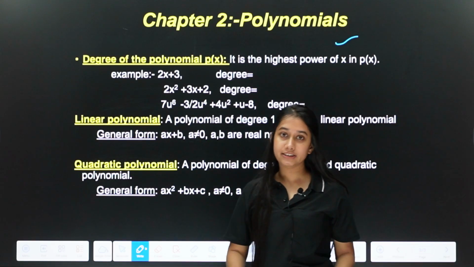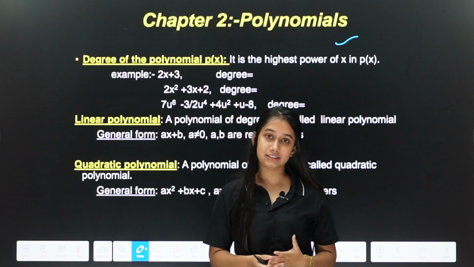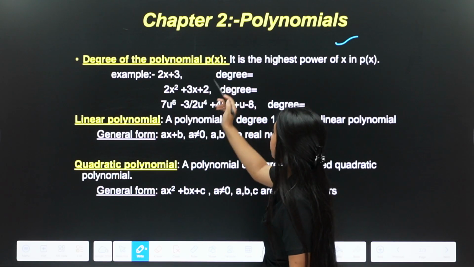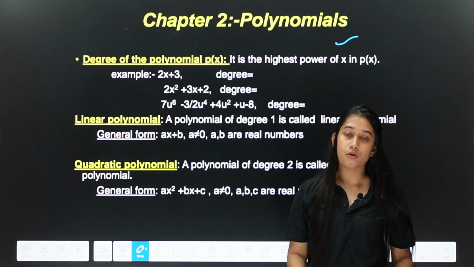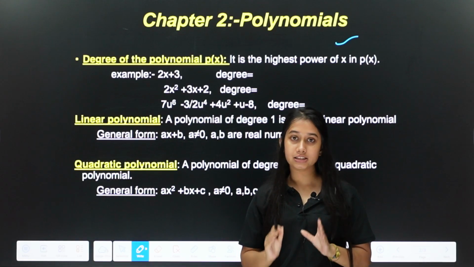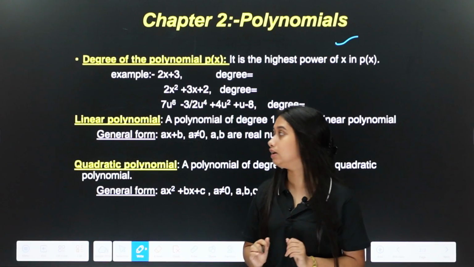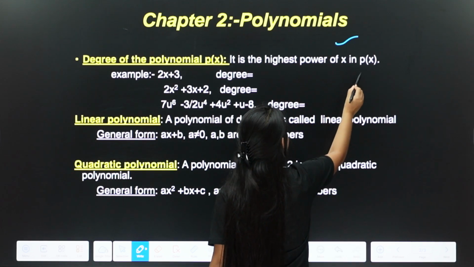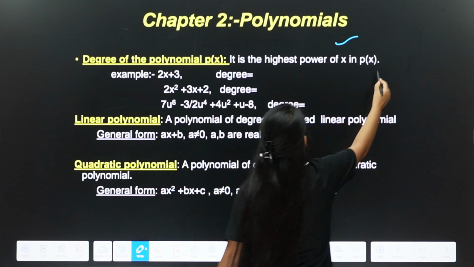So you have already studied polynomials in class 9. In this video we are going to discuss the degree of a polynomial. So what is the degree of a polynomial? The degree of a polynomial is the highest power of x in the polynomial, that is, in p(x).